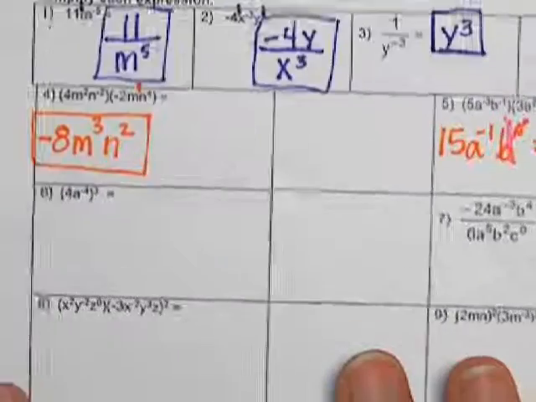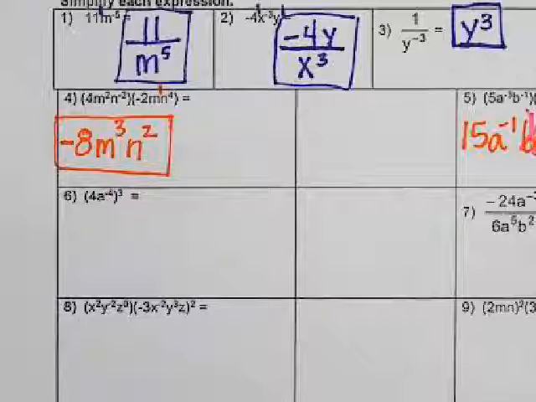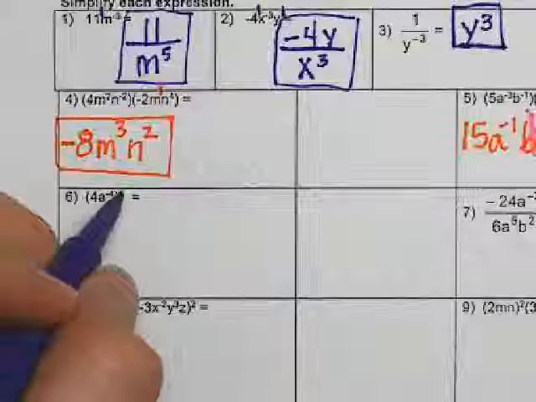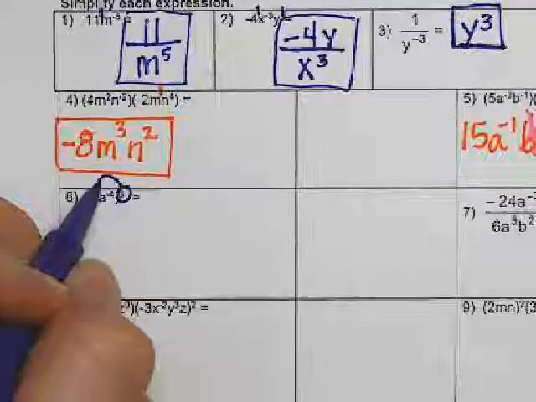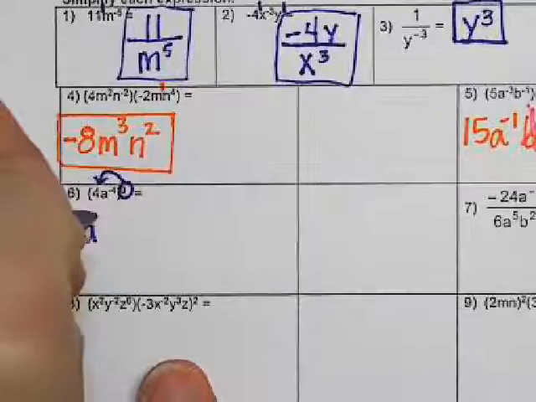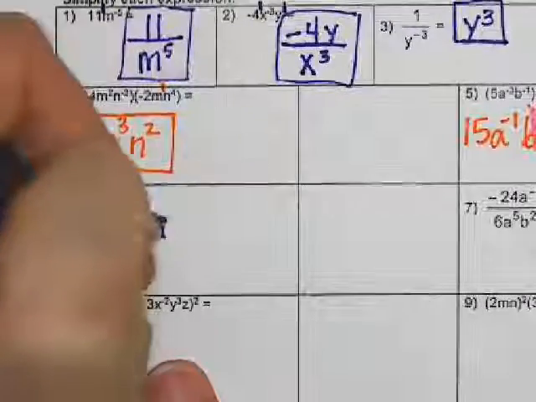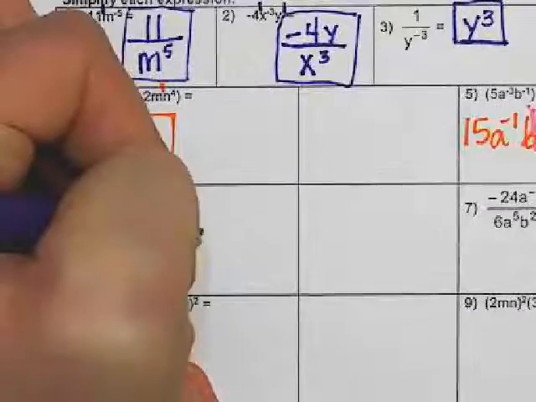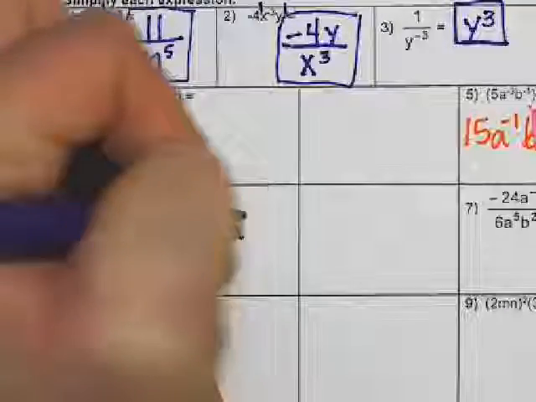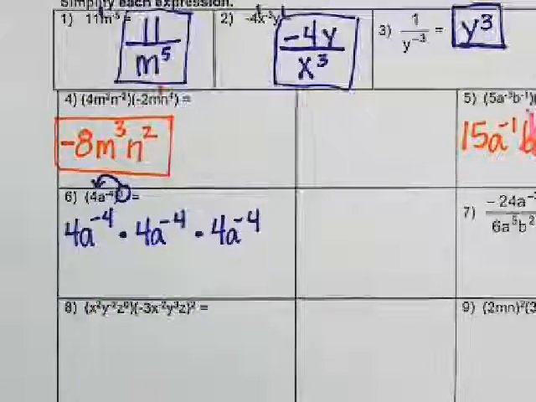Okay, number 6. 4a to the negative 4th power, cubed. What do I do here? This 3 on the outside tells me how many times I'm going to write what's on the inside. So 4a to the negative 4 times 4a to the negative 4 times 4a to the negative 4. I did it 3 times because this little 3 on the exponent tells me to expand it.